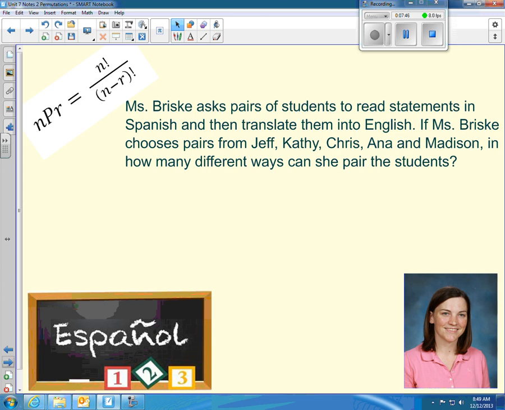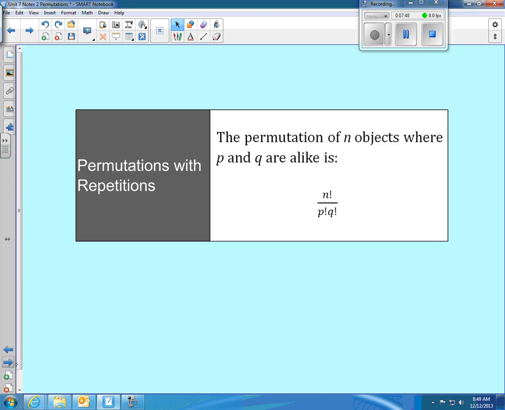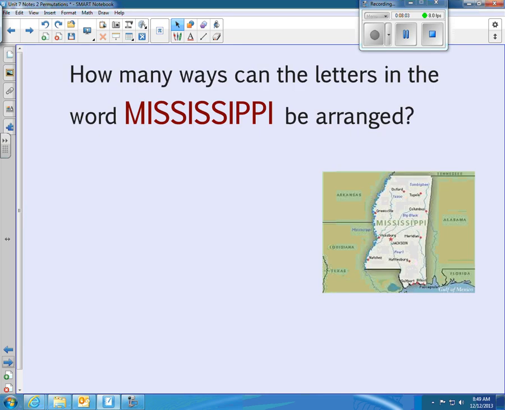All right, then that brings us to our last part here. Permutations with repetitions. A permutation of n objects where p and q are alike is n factorial over p factorial times q factorial. So, how many ways can the letters in the word Mississippi be arranged? So count up how many letters we have. 1, 2, 3, 4, 5, 6, 7, 8, 9, 10, 11. So we have 11 total.